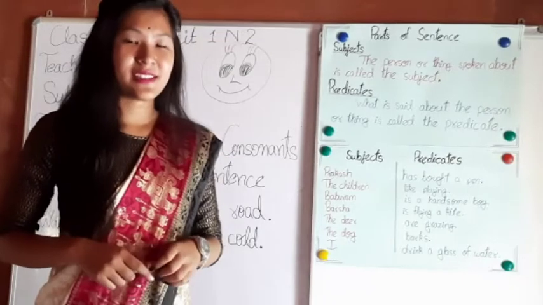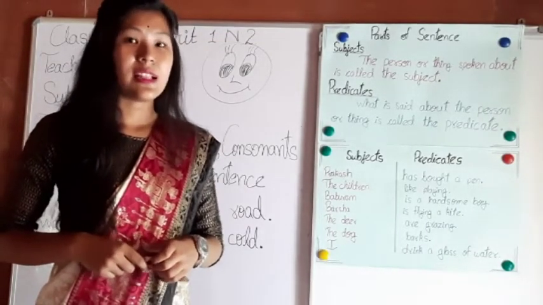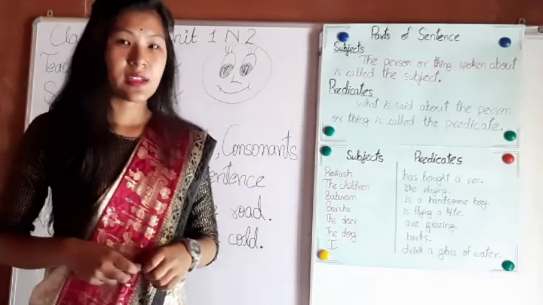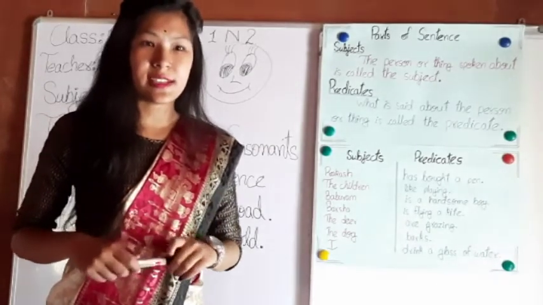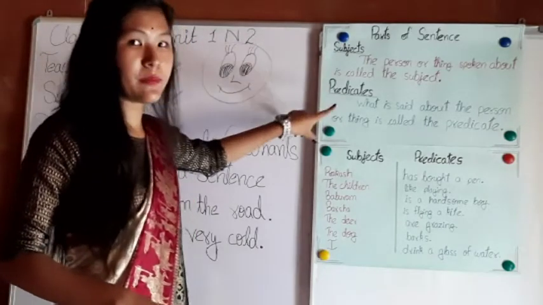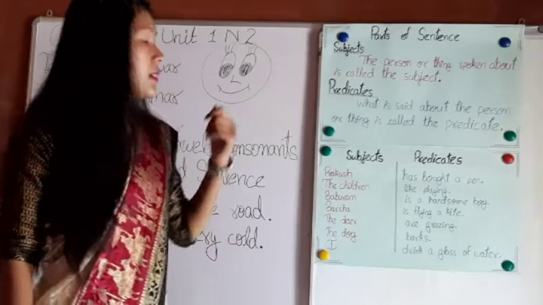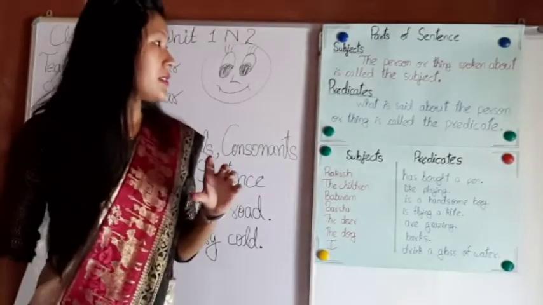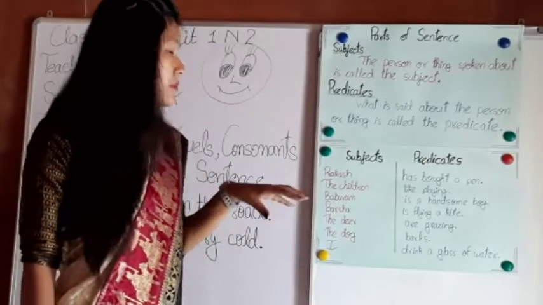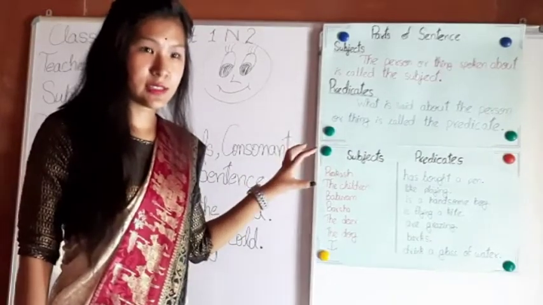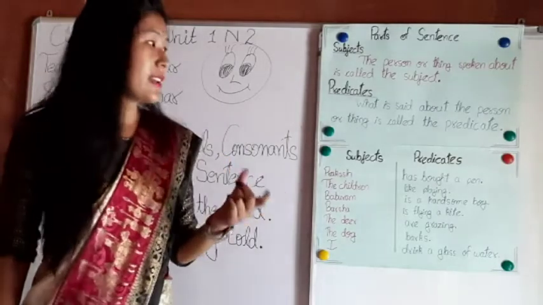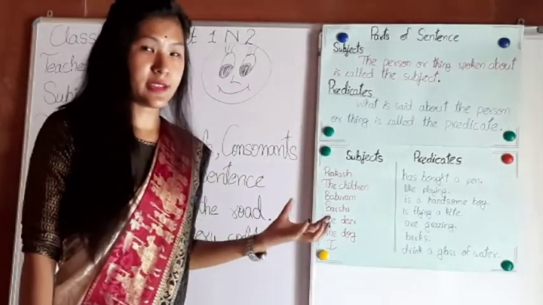As we have completed the above sentences, now let's learn more about sentences. There are two parts of a sentence. They are subject and predicate. If we are telling about something or someone, it is the subject, and what is said about someone or something is the predicate.